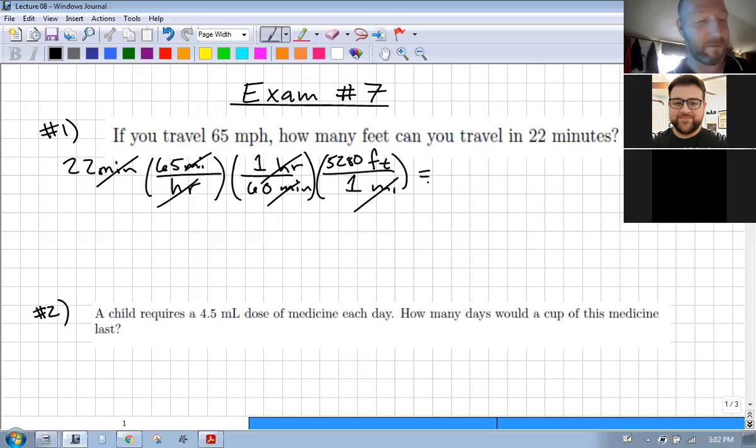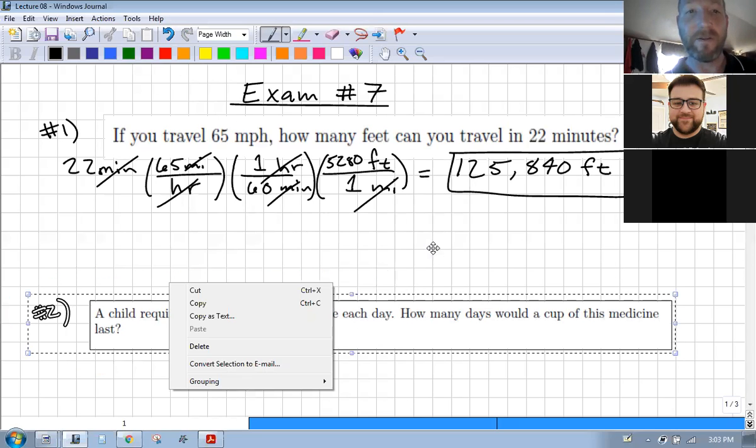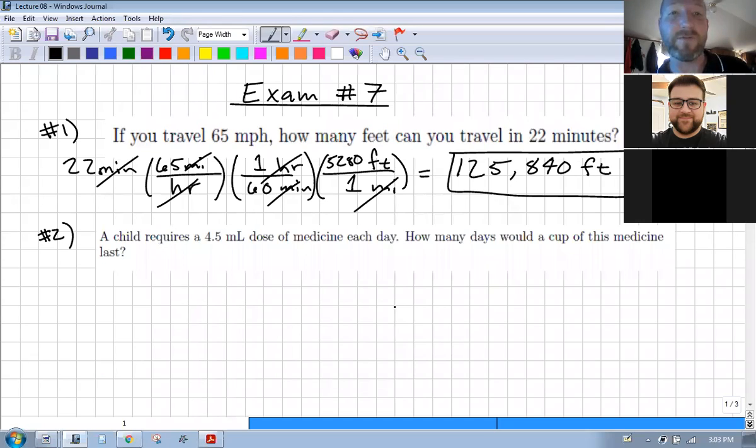So now we just have to do the arithmetic here. We have 22 times 65 times 5280 divided by 60. 125,840 feet. So number 2, do it the same way. The child requires a 4.5 milliliter dose of medicine each day. How many days would a cup of this medicine last?